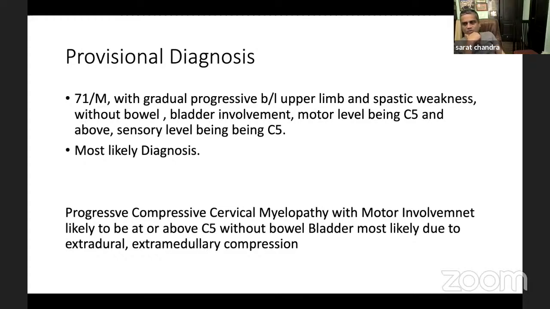So fundamentally, we use a 4-tier system to do a summary. First is a summary itself, which is spoken in scientific language once the history is over, during the history only. Second, we talk about the neurological level. Third, we talk about the level of compression. Fourth, we think about the pathological diagnosis, what could be the probabilities.